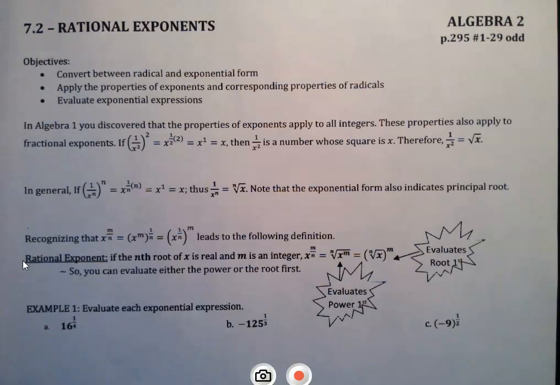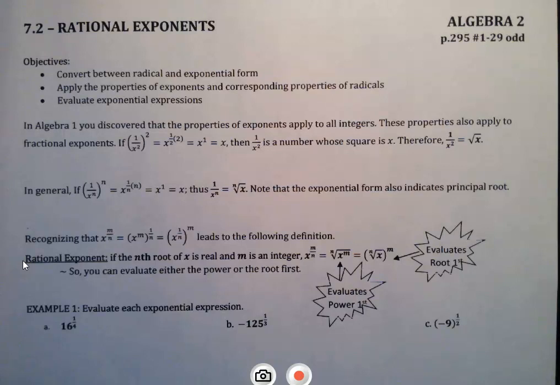Okay. So we're going to work on converting between radical and exponential form. We're going to apply the properties of exponents and corresponding properties of radicals that we're learning. And we're going to evaluate exponential expressions. There's kind of a lot going on.